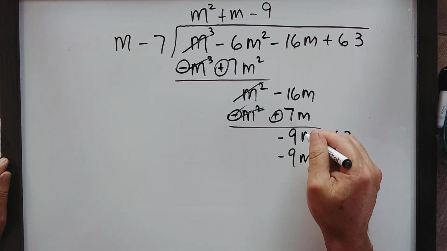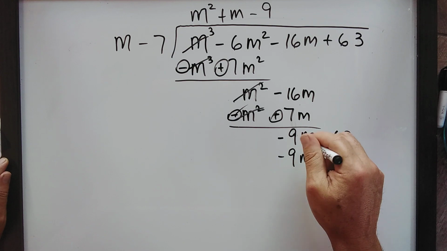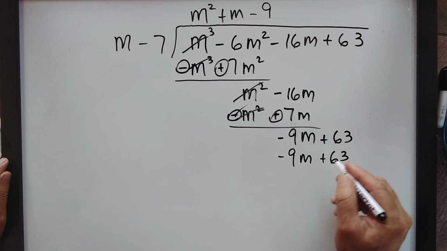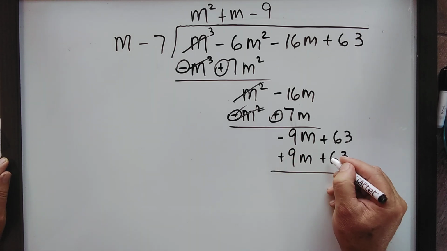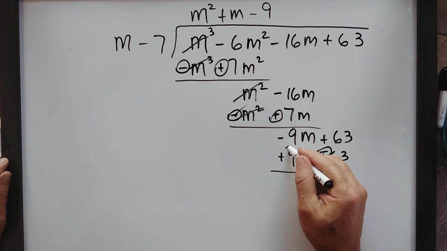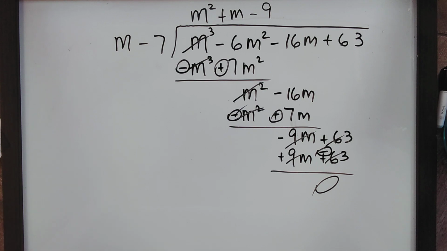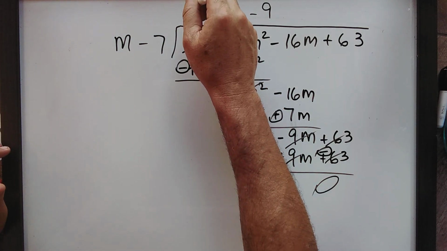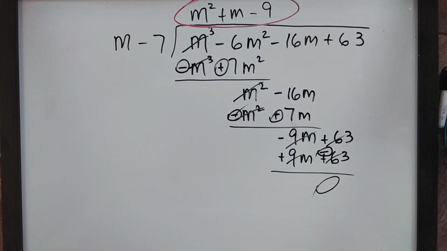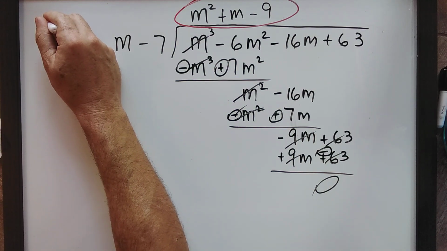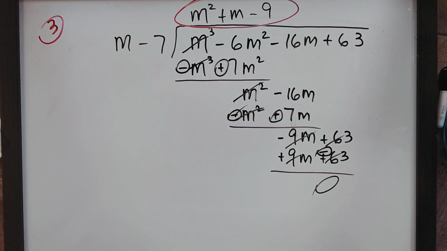Again, you're always going to get the same number on the first column. Negative 9 times negative 7 is positive 63. We subtract them, you change to the opposite, positive, negative. So the remainder is 0, so my answer will be just this right here. There's no remainder, so that right there will be my final answer. Oh, and that was example number 3, by the way.